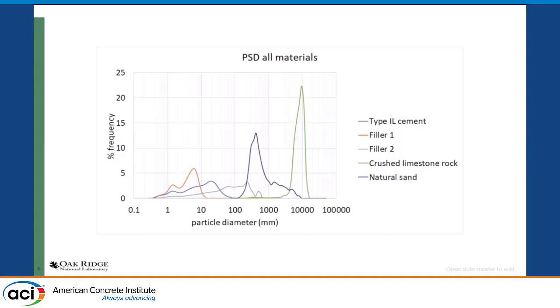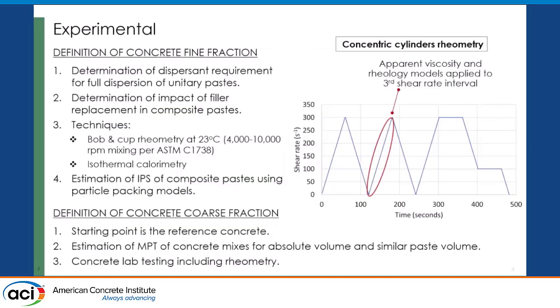That's a trick. On the experimental part, the first step is, remember, we want the system to be fully dispersed, because then we can apply the models. The models do not work if the particles are not fully dispersed. So we determine how much dispersion we need for each individual material. And after that, we compose the paste in binary or ternary paste as we wish.